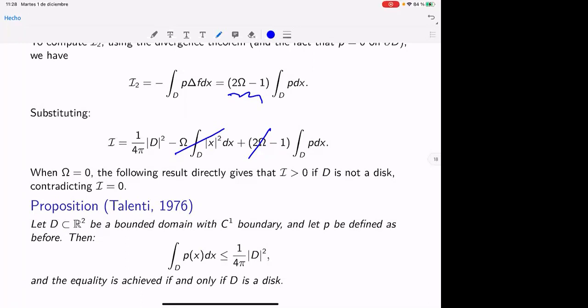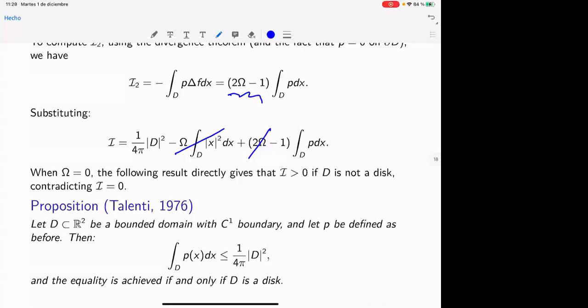So by using this lemma by Talenti, we automatically get that I is different than zero unless I is a disk. Okay, so this is sort of settling the case of the stationary patch, again in the easy setting where the patch is simply connected.